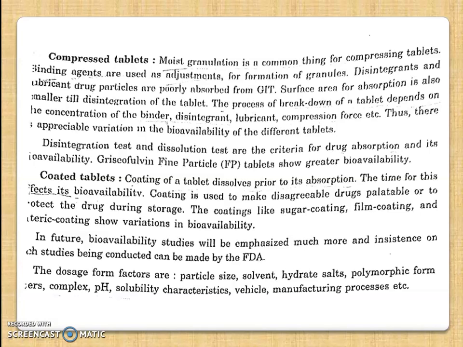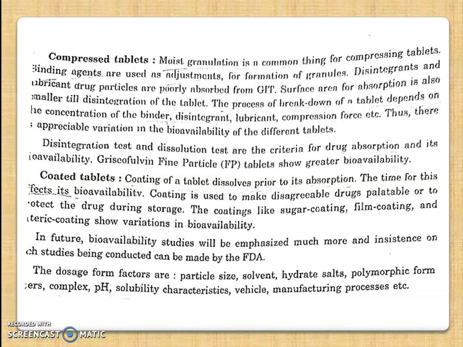Then compressed tablet and coated tablet. For compressed tablets, moist granulation is a common method of compressing tablets. Binding agents and adjuvants are used for the formation of granules. Disintegrant and lubricant are added, and drug particles are poorly absorbed from the GIT. The surface area for absorption is also smaller. So the bioavailability of compressed tablet is lesser compared to the solution.